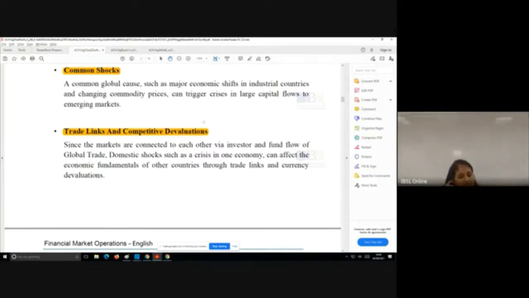Okay. Competitive devaluation. I told you that earlier as well. If the US currency gets depreciated and if another currency had pegged its exchange rate to the US rate, then its exchange rate will also get impacted. Okay.